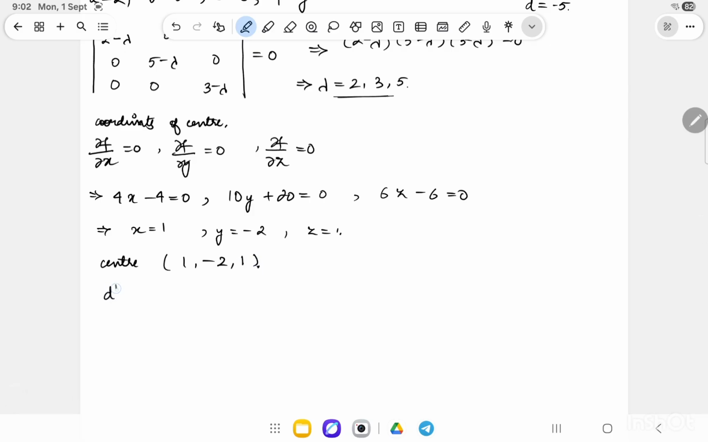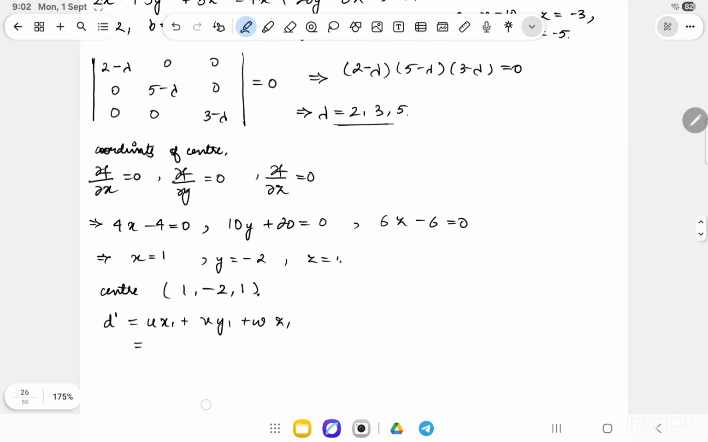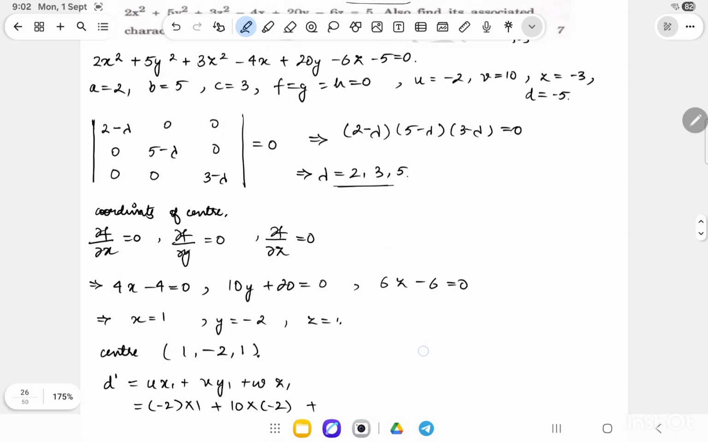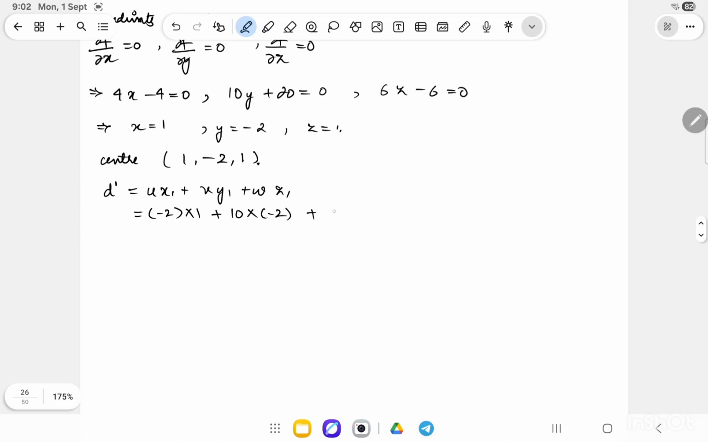Now let's just find out the change in the constant with respect to the center. That would be basically d dash, that is ux1 plus vy1 plus wz1. So this gives us, my u is basically minus 2 into x1 is 1, v is 10 into y1 is minus 2 and w is basically minus 3 and z1 is 1. So this is equals to minus 2 minus 20 minus 3, which is minus 25.